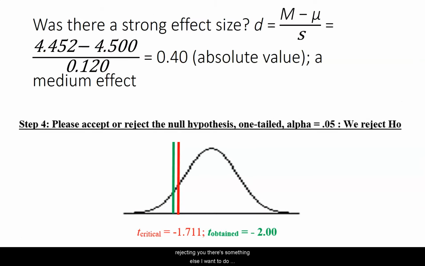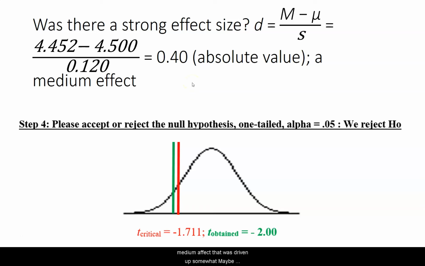There's something else I want to do. You might remember we talked about Cohen's d, the effect size, and I lamented the fact that his obituary appeared so late. Well, let's do that. And again, I always take absolute values with effect size. It's negative, but we just ignore that. So it'll just be 4.452 minus 4.5 divided by the standard deviation, imitating the formula right here. That's it. And that turned out to be 0.40. It was 0.048 over 0.120. It's 0.40. That was kind of a medium effect.